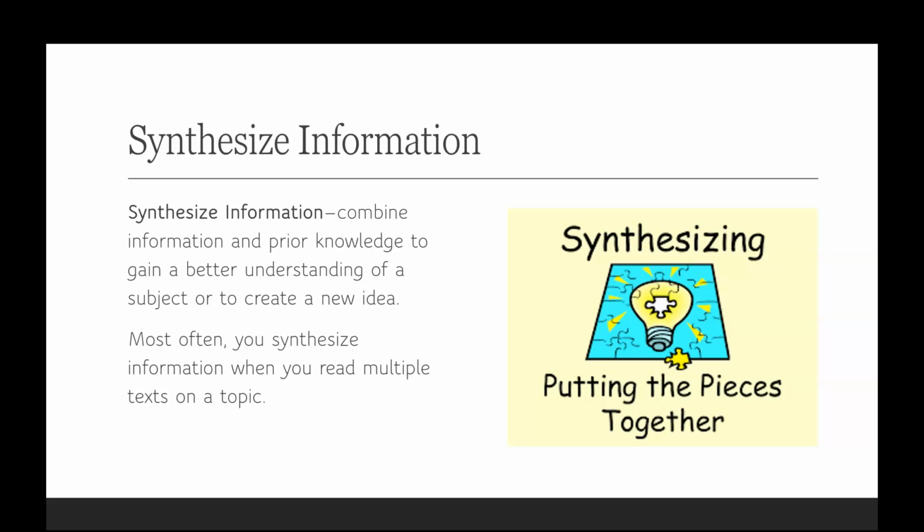Most often you synthesize information when you read multiple texts on a topic. So, for example, you'll read multiple different texts, and then you draw your own conclusion, but you will cite those different texts in your own opinion.